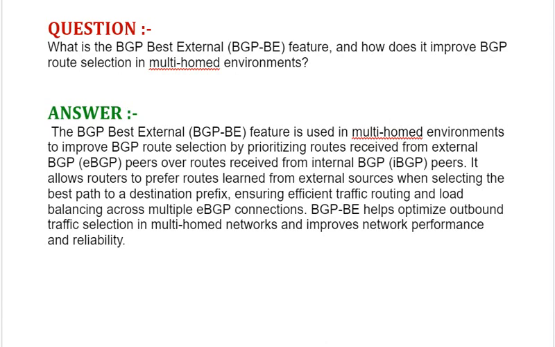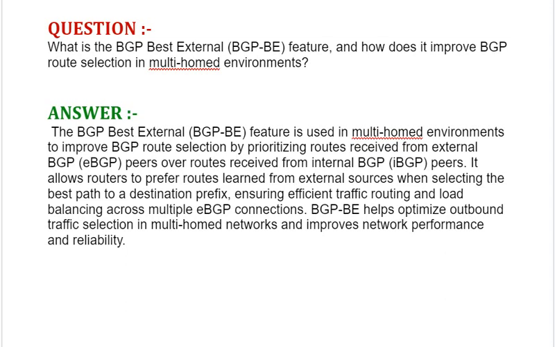Our next interview question is: what is the BGP best external (BGP-BE) feature and how does it improve BGP route selection in multi-homed environments? Your answer should be: the BGP best external feature is used in multi-homed environments to improve BGP route selection by prioritizing routes received from external BGP (eBGP) peers over routes received from internal BGP (IBGP) peers.